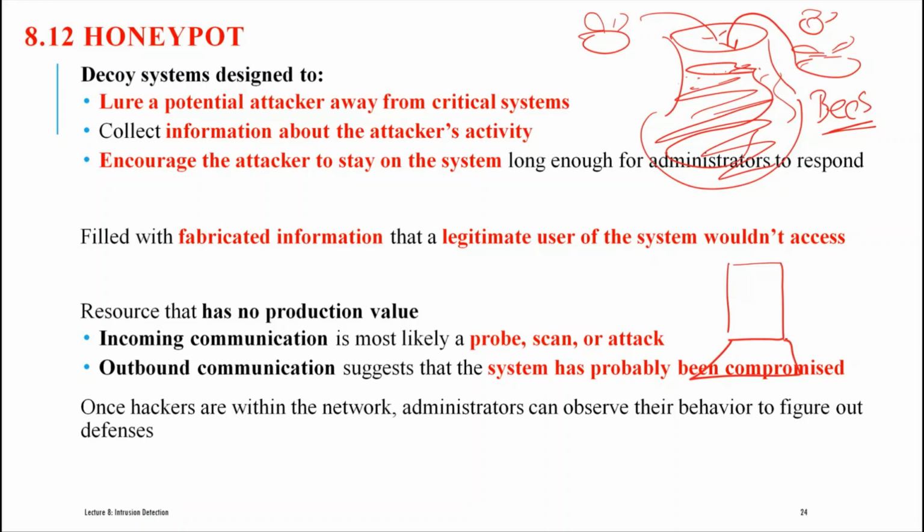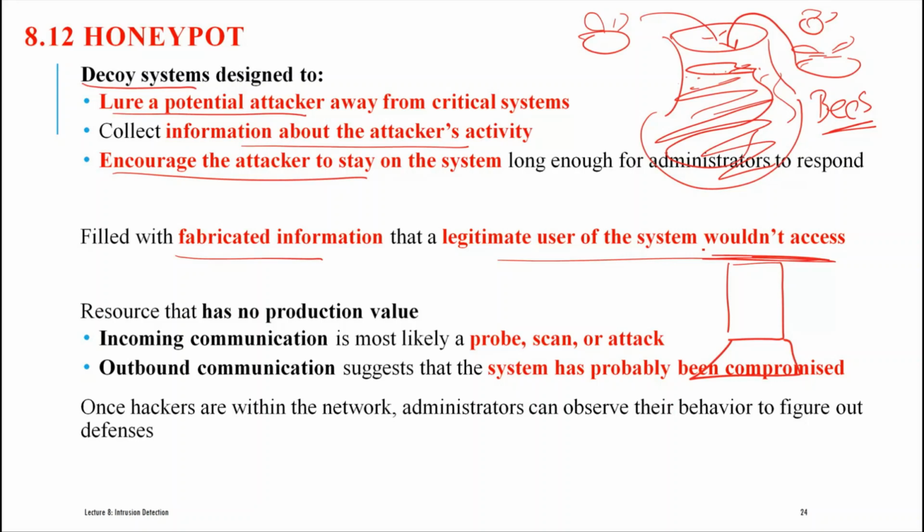You can just see the points now. It's a decoy system to lure the potential attackers, collect information about the attackers' activities, and encourage the attackers to stay on your network. It is completely fabricated information. It is not going to have the correct or true information. It is a fabricated machine so that legitimate users of the system would not access it. Authorized users cannot access it because it is prepared only for the attackers. So you are going to welcome the attackers to your network by using the honeypot machine.